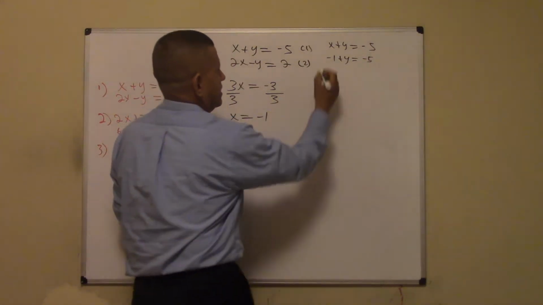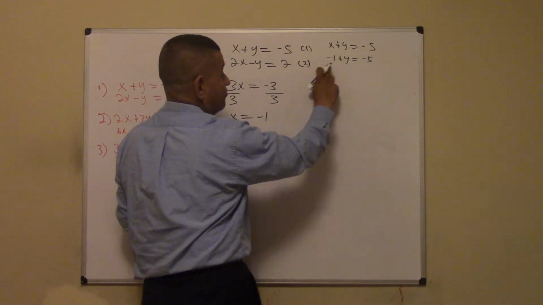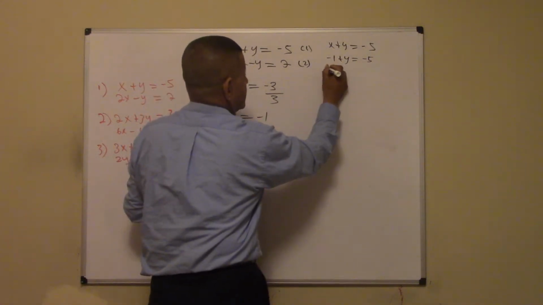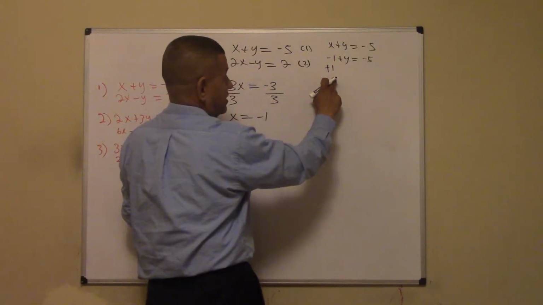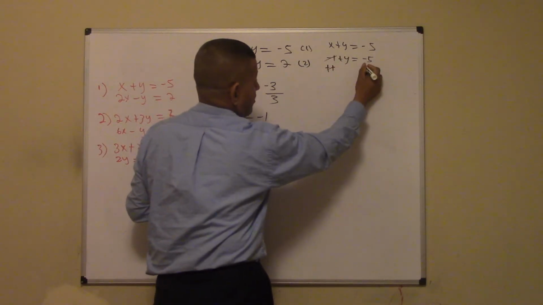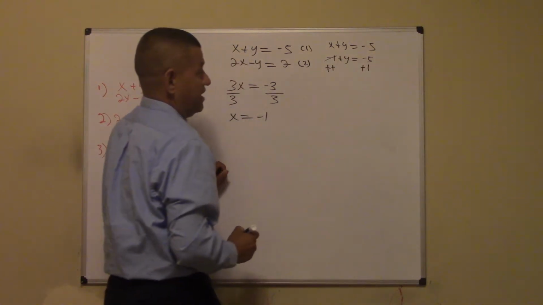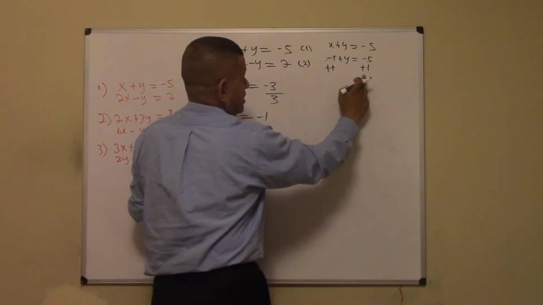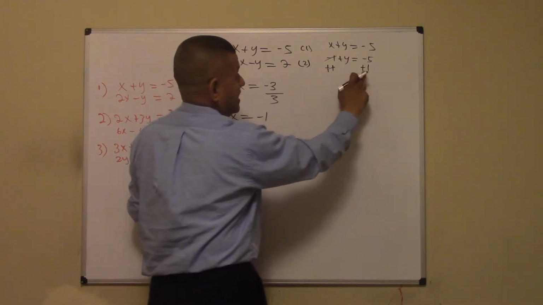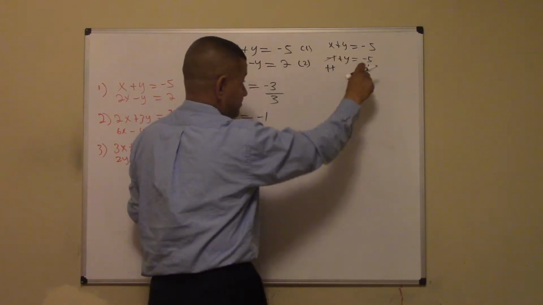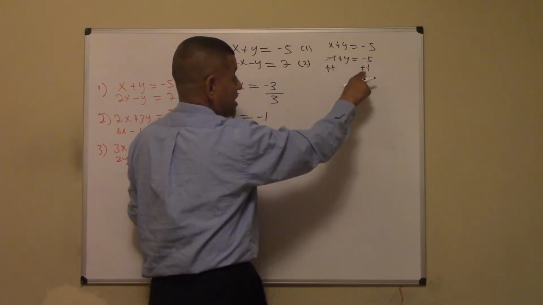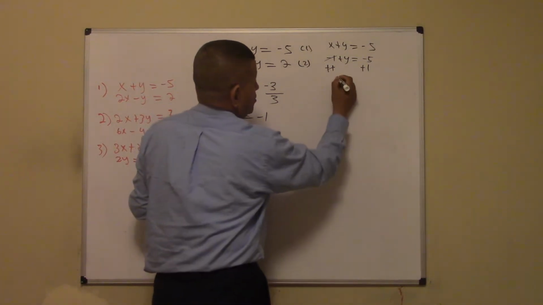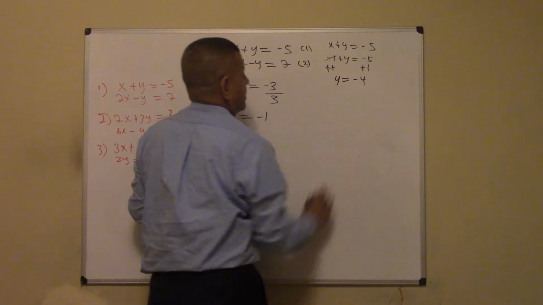Now, I need to solve for y, so therefore I need to add 1 on both sides. If I add plus 1, this and this cancel each other out, and add plus 1 right there, okay? So if I add right here, this is equal to 0, and I add 1 here, this is equal to negative 5 plus a positive 1, right, is equal to negative 4. So therefore y is equal to negative 4, right?